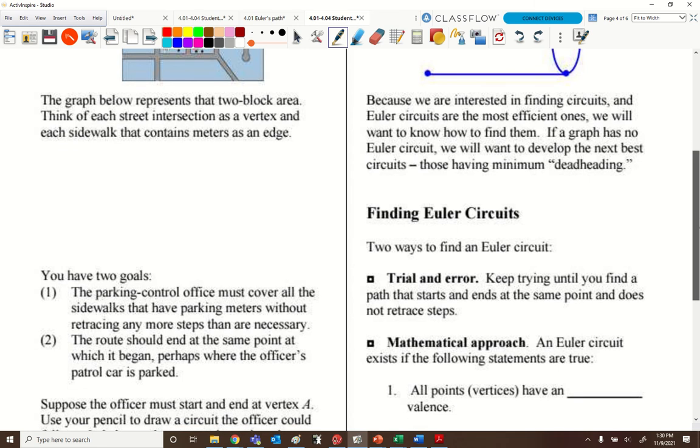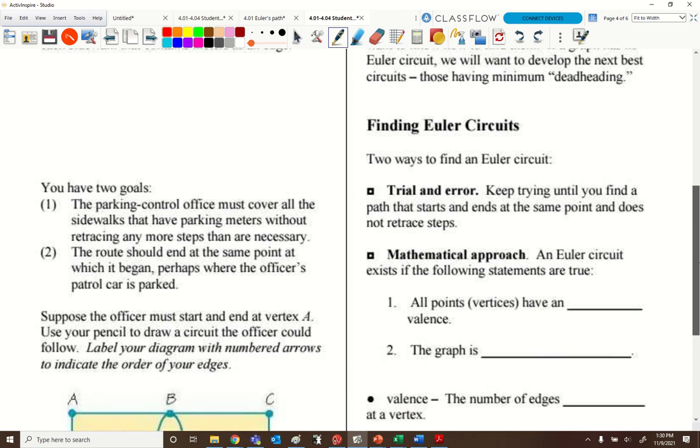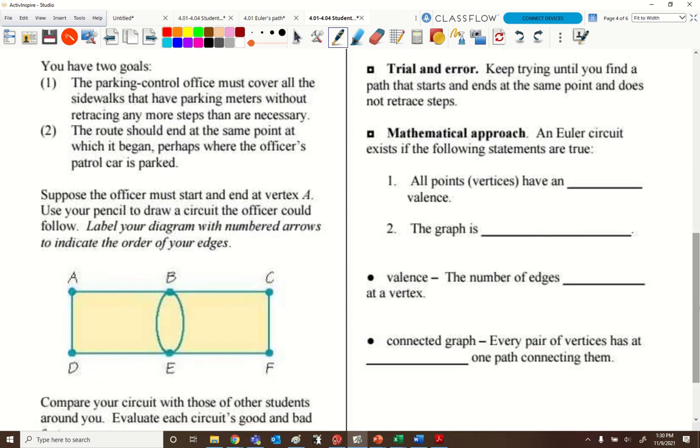Now, the graph below represents the 2-block area. Here are my goals. Parking control officer must cover all the sidewalks that have parking meters without retracing any steps more than are necessary. Suppose the officer must start and end at vertex A. Here's A. Use your pencil to draw a circuit the officer could follow. Label your diagram with numbered arrows to indicate the order of your edges.